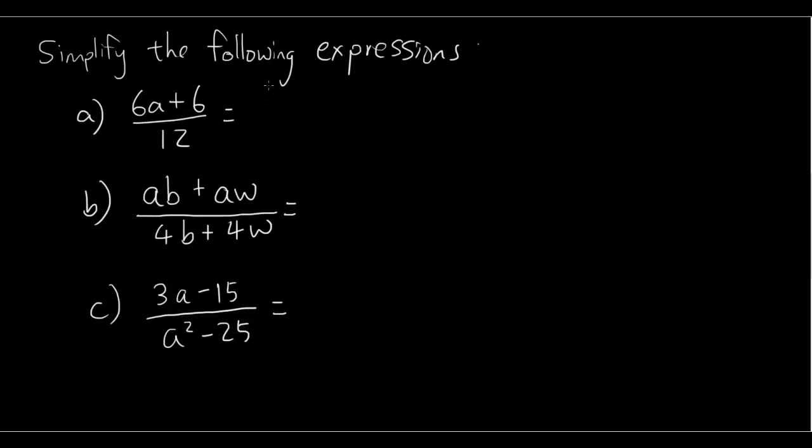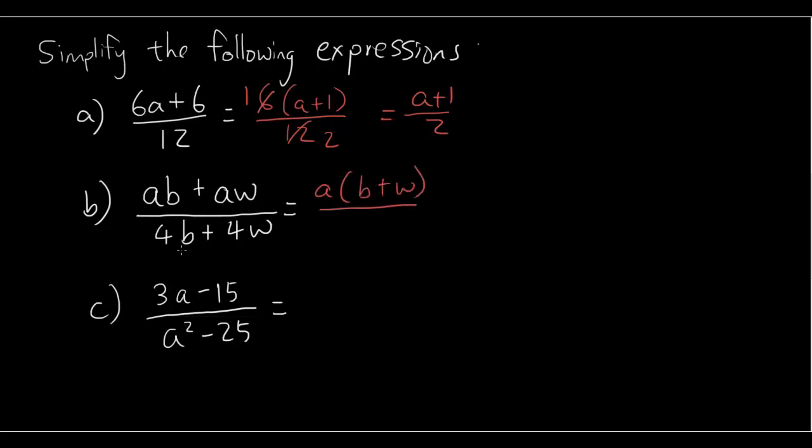6a plus 6, take out the common factor 6, and we're left with a plus 1 over 12. So 6 over 12 cancels down to 1 over 2. So it's a plus 1 over 2. AB plus AW, take out the A as the common factor, we're left with B plus W. Take out the 4 as the common factor, left with B plus W again. B plus W over B plus W cancels each other out, we're left with A over 4.